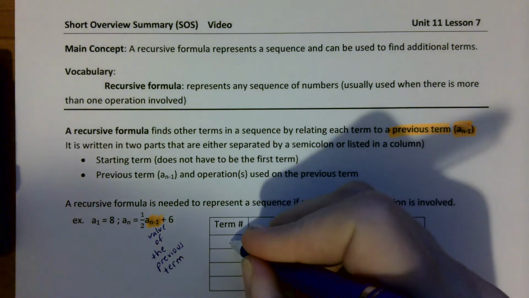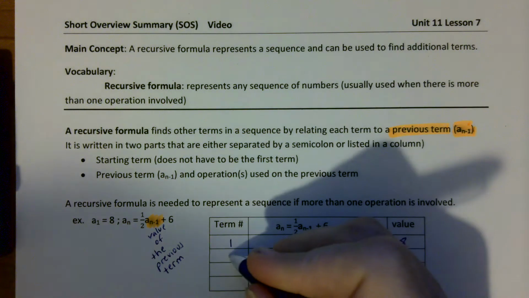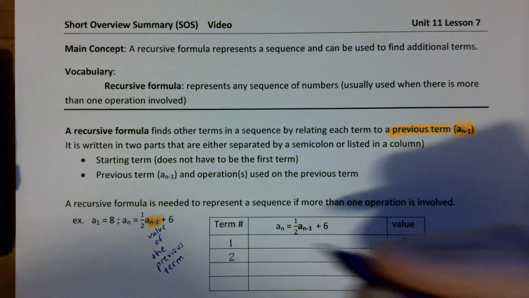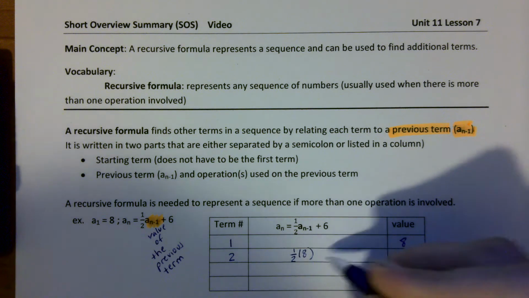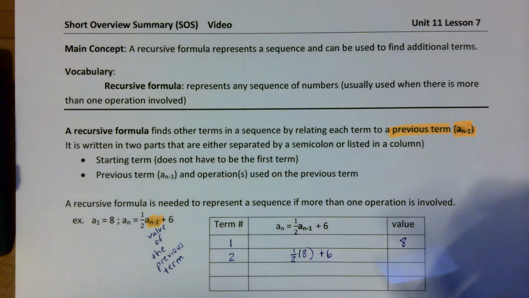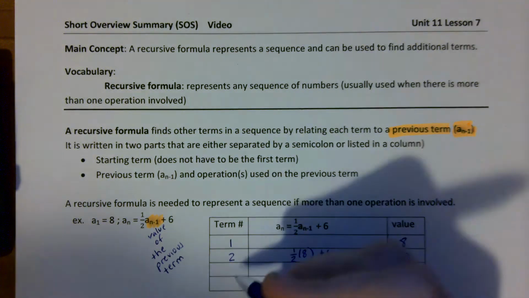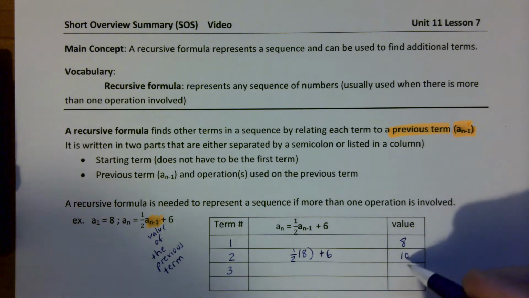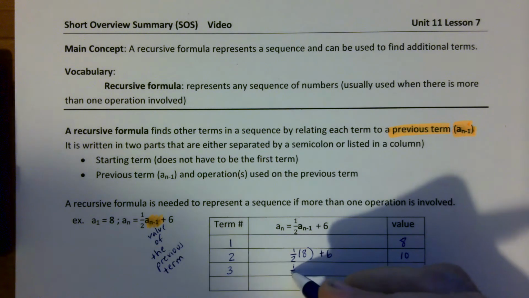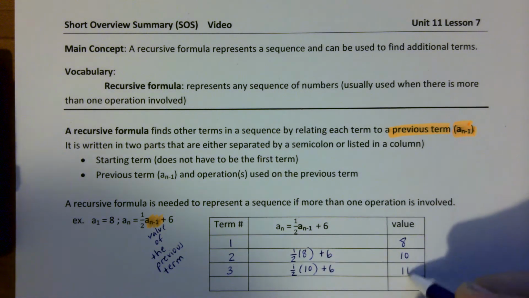So for example, our first term was 8. Our second term is found by taking half of the previous term and adding 6 to it. Half of 8 is 4, add 6 is 10. Our third term is found by taking our previous term, which is 10, multiplying it by 1/2 and adding 6, and we get 11.